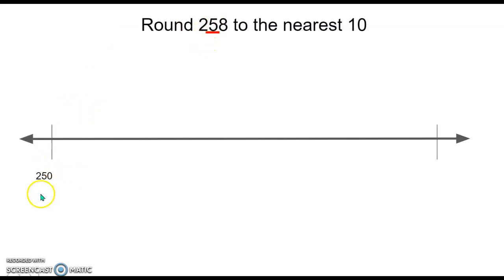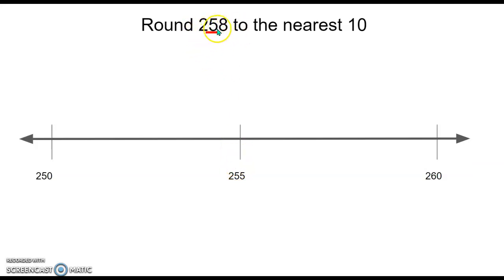250 right here. And if I'm counting by tens, if this is 250, that means that this is going to be 260. I'm going to put my midway point right here, and I'm going to label my midway point, and halfway between 250 and 260 is 255. Then I'm actually going to plot where 258 is going to go.